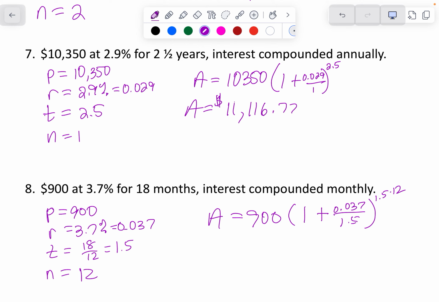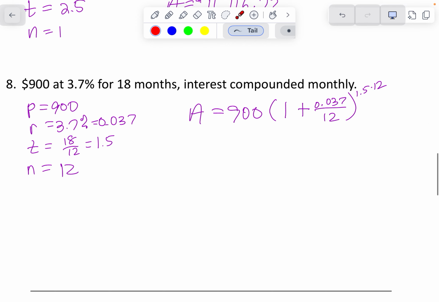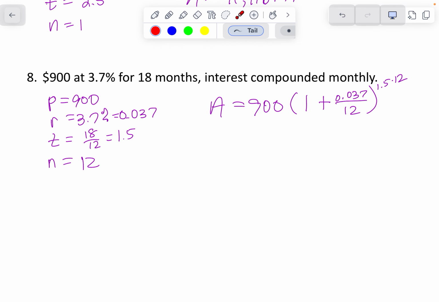Not 1.5. Oh, I did do that. Thank you. I'm sorry. I helped someone that was doing that, and then I just totally did it myself. So we got 0.037 divided by 12. This is the N. The N appears twice in our formula. Okay, now we got it fixed. Thank you.